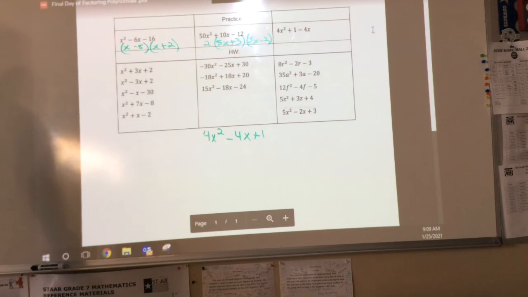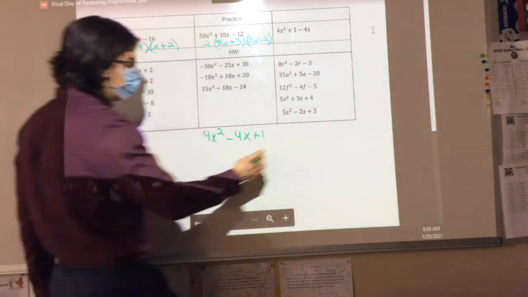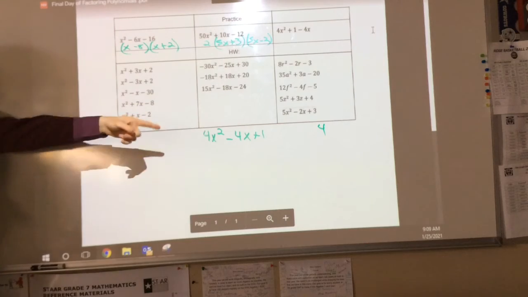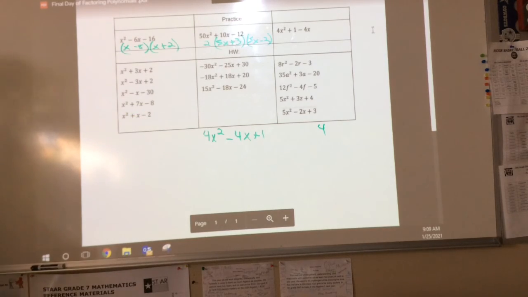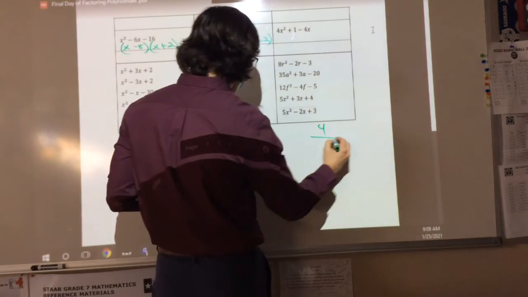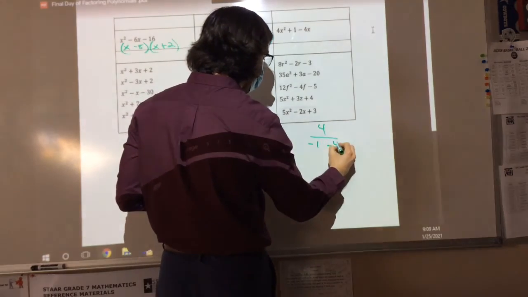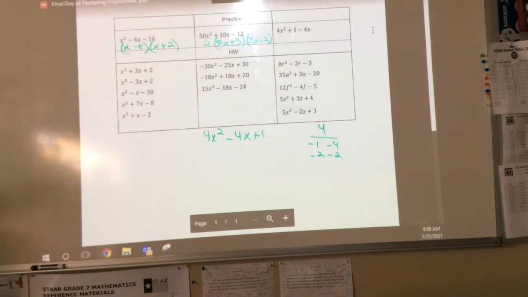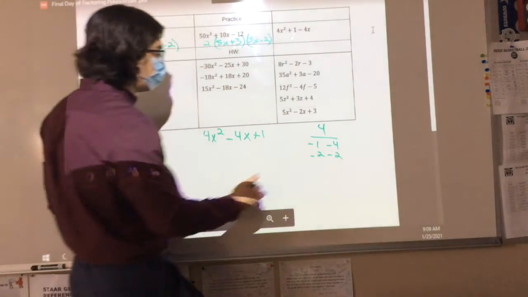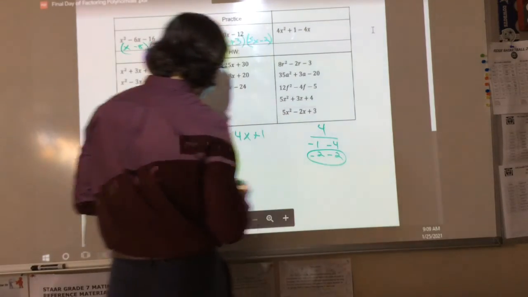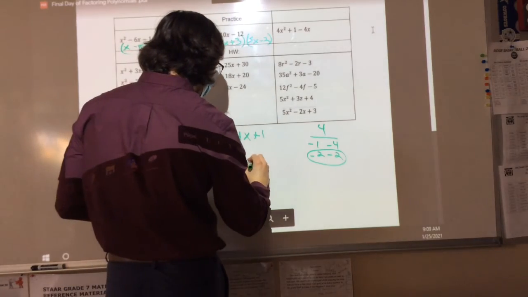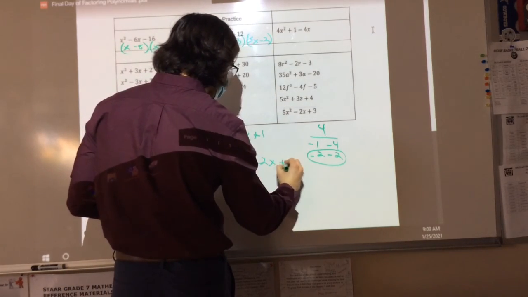Step 1 is multiply a times c. A times c is what in this one? 4. My b term is negative, which means that I need to list out negative terms over there. So I'm going to have negative 1 and negative 4, negative 2 and negative 2. Which of those two sections am I going to use? The negative 2s, because negative 2 and negative 2 gives me a negative 4. I'm going to rewrite my problem now as 4x squared minus 2x minus 2x plus 1.